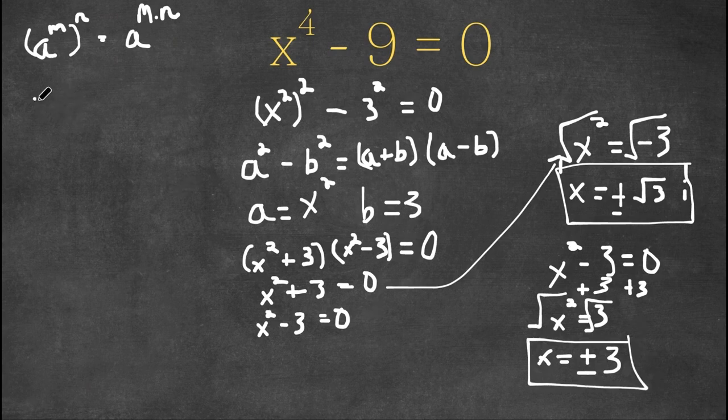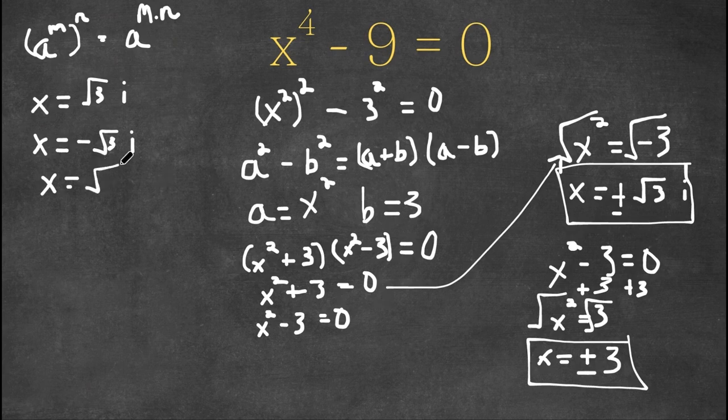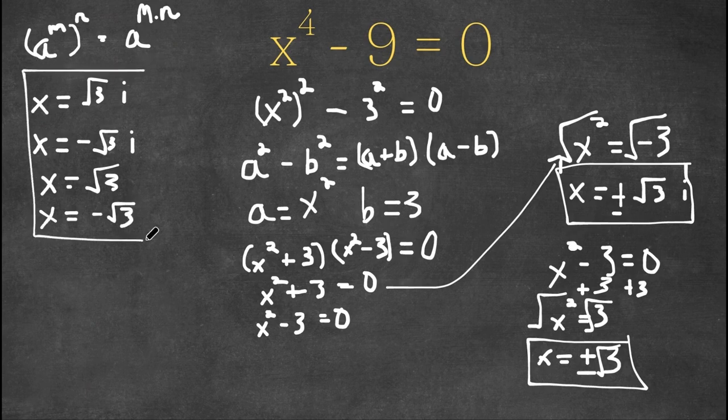So now our four solutions are x equals square root of 3i, x equals negative square root of 3i, x equals square root of 3, and x equals negative square root of 3. So these four are our solutions.